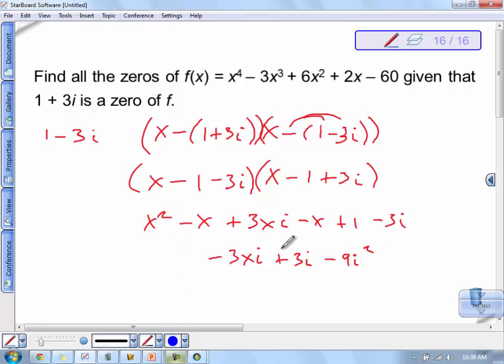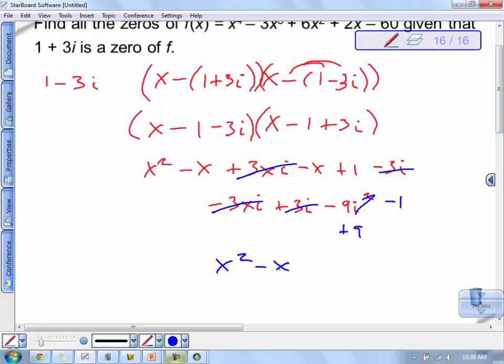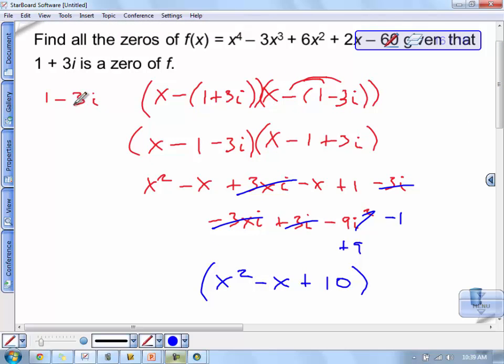Okay, now let me simplify. Positive 3xi and negative 3xi cancel. Negative 3i and positive 3i cancel. i squared turns into a negative 1, so this would be a positive 9. And so I end up with x squared minus x, 9 and 1 make 10. So this is my quadratic factor that comes from these two zeros. So basically the zeros of this quadratic are 1 plus 3i and 1 minus 3i, if you use the quadratic formula, or if you work backwards here.